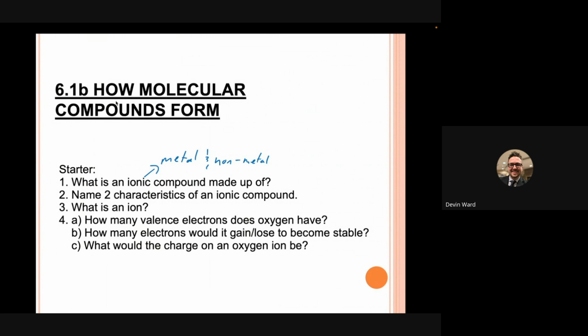The type of bond that forms in the atoms of a molecule is called a covalent bond. Okay, so the sharing of electrons is a covalent bond. So molecular compounds create covalent bonds. Covalent bonds create molecular compounds. Ionic bonds create ionic compounds. Because there are two ions here, it's called ionic; it's covalent because the electrons are shared.